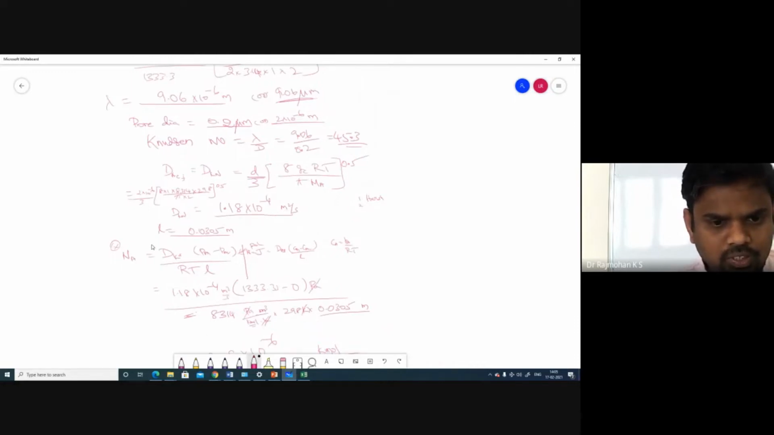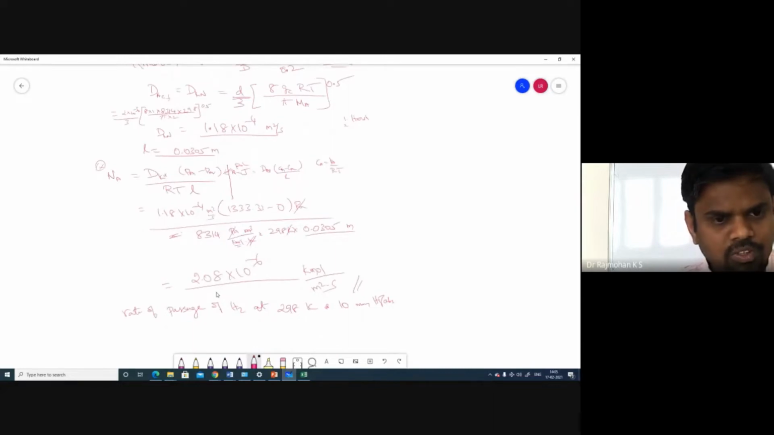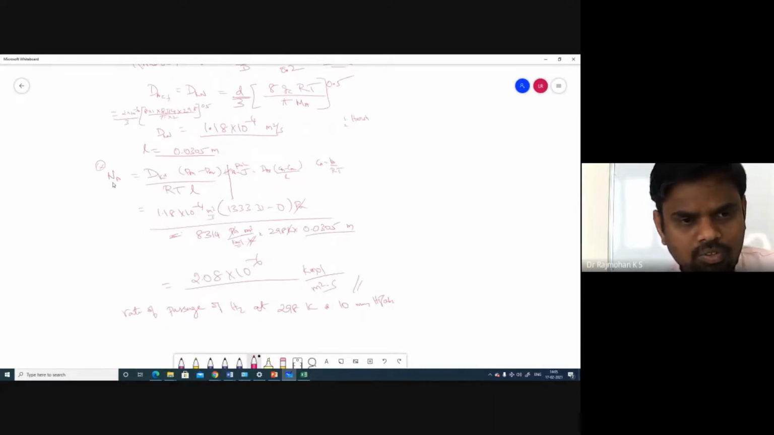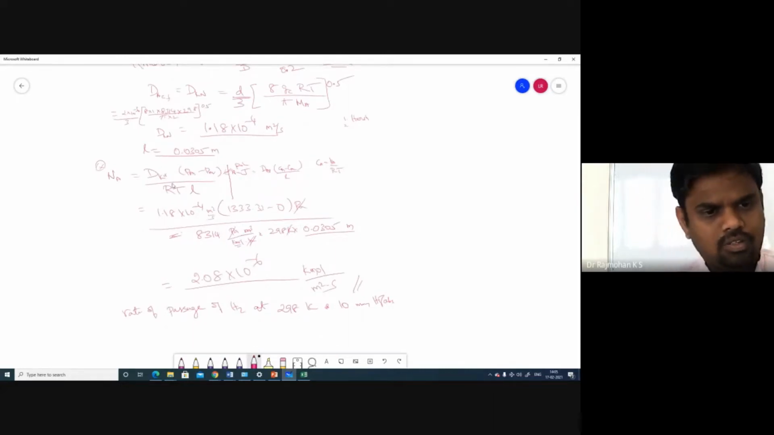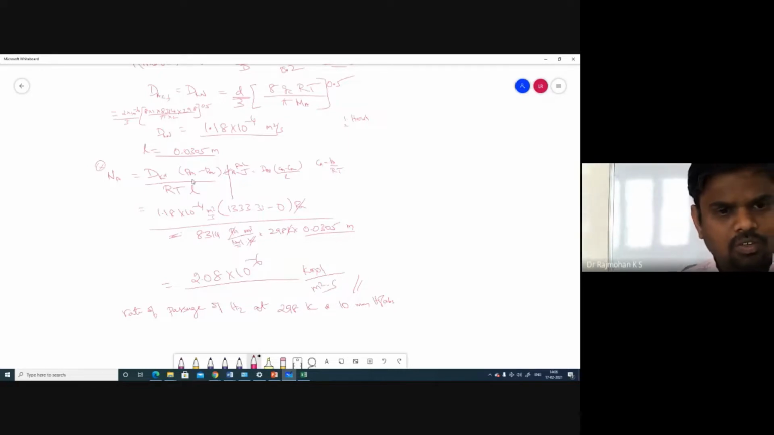And the length we obtained from the previous section, case 1. So we make use of that to get the flux value. So direct substitution for diffusive flux. From Fick's law, we have Dk into Pa1 minus Pa2 by RT into L. So L value we know, Dk value we know, Pa1 minus Pa2 we know. So we substitute to get 2.08 into 10 power minus 6 kilomoles per meter square second.